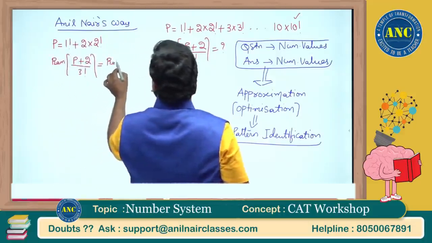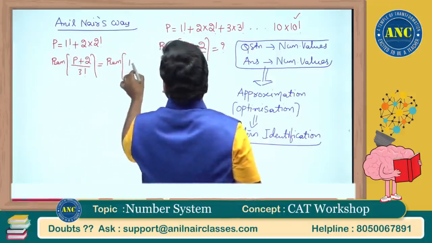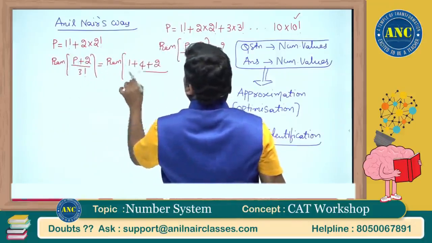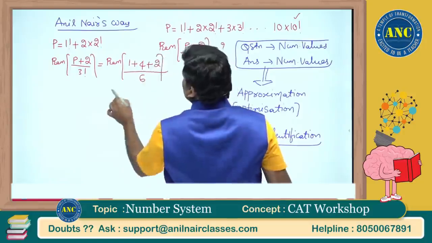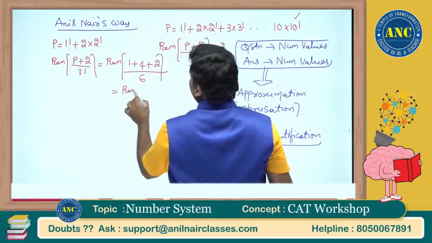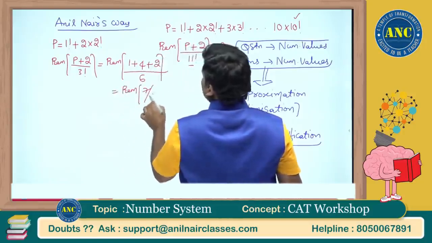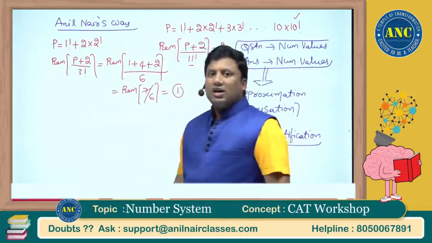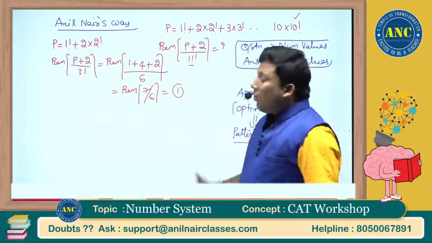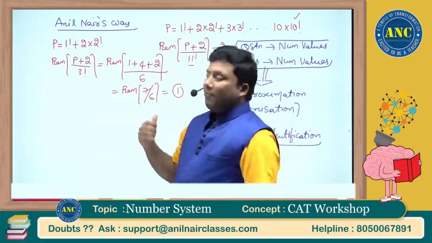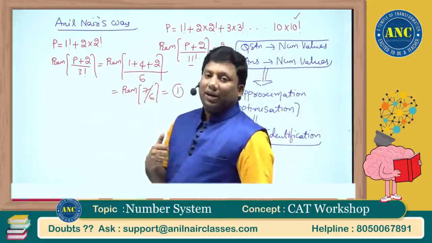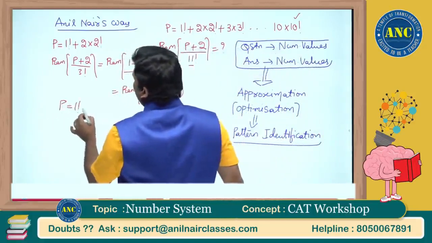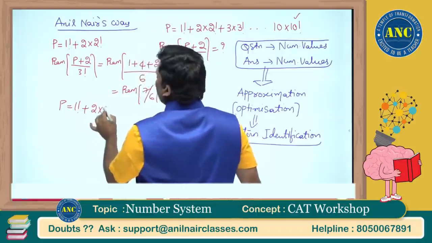Take smaller values. So this will be 1 factorial is 1, 2 twos are 4, plus 2, divided by 3 factorial, 6. 7 divided by 6, 6 ones are 6, remainder is 1. I did it for 2 factorial and got the remainder 1, with 3 factorial in the denominator. Answer is 1. Let me check it out for one more number. Smaller values, which you can do.